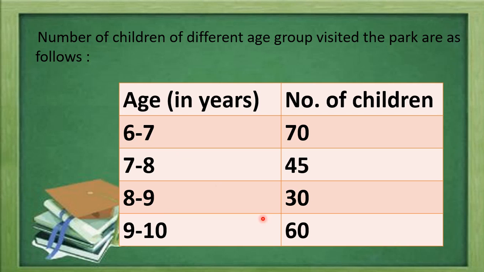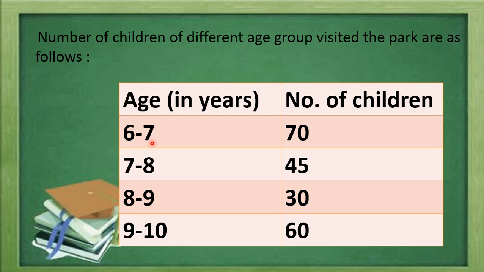Here the number of children who visited the park is very large, so you divided the data into groups as 6 to 7 years, 7 to 8 years, 8 to 9 years, and 9 to 10 years. This representation of the data, that means this arrangement or organization of the data, is the frequency distribution table. Now one thing you observe, as we learned in the previous session, is the class interval when we are making it as 6 to 7, 7 to 8.